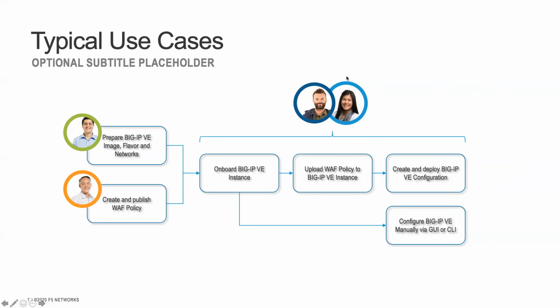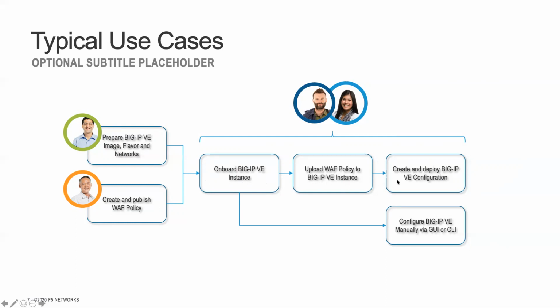The tenant user may have 2 selections. The first selection is treated in this chart. You can see this path. The first selection is doing the automated configuration deploy by our API. Basically it includes 3 steps: onboarding the Big IPv4 instance, uploading the WAF policy, and publishing the WAF policy from the policy repo to the target VE instance, and then they can create and deploy the configurations.